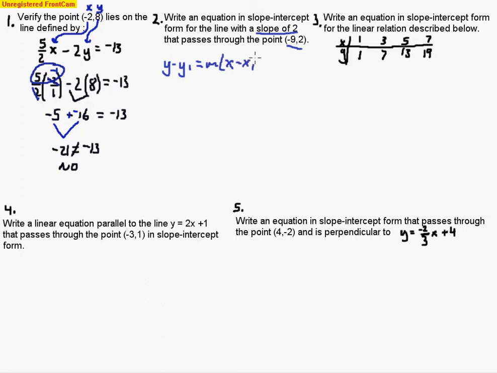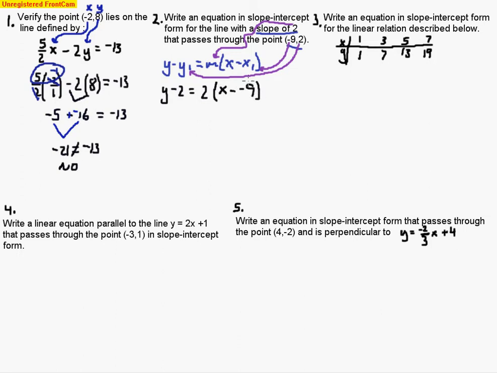And so all we're going to do is substitute. Put the point in for y1 and x1, and the slope in for m. So again, 2, that number goes in place of the m. The -9 goes in place of x1. The 2 goes all the way over here in place of y1. So we go ahead and do that work, and we rewrite what we've got. Y minus 2 equals the slope, which is 2, multiplied by x minus -9.